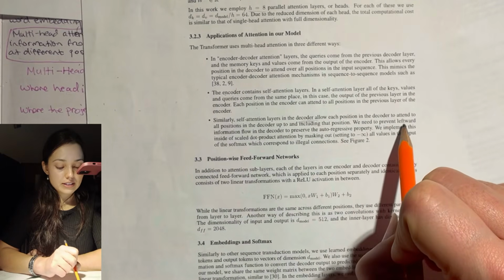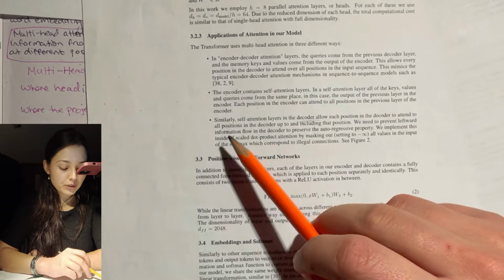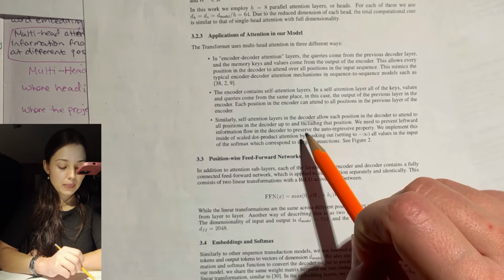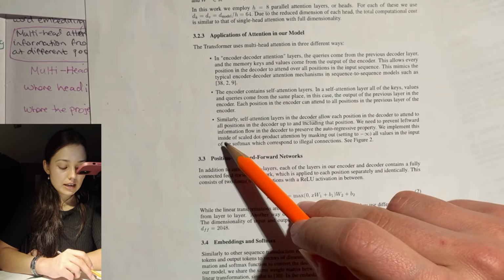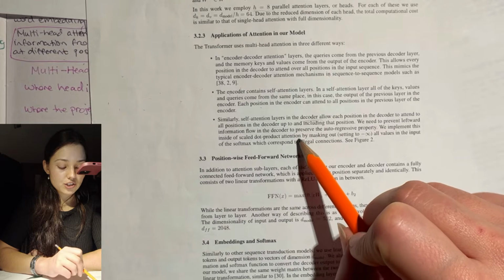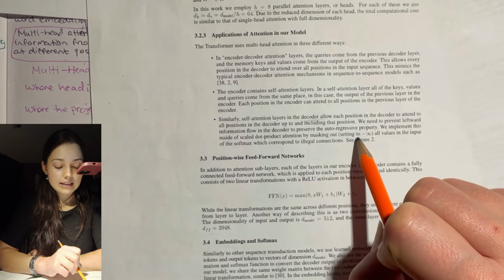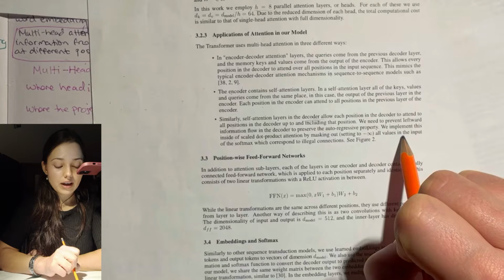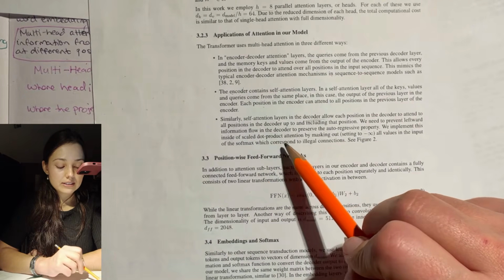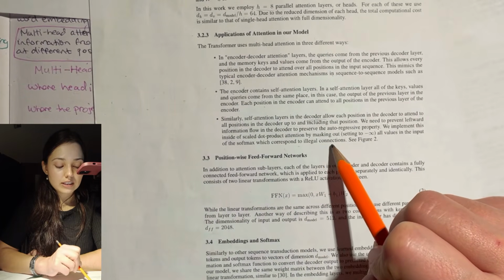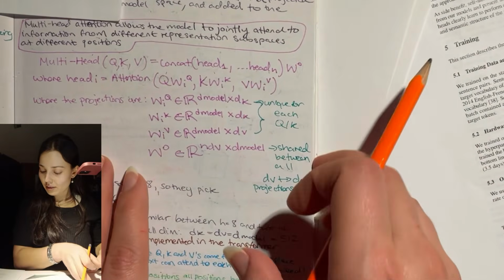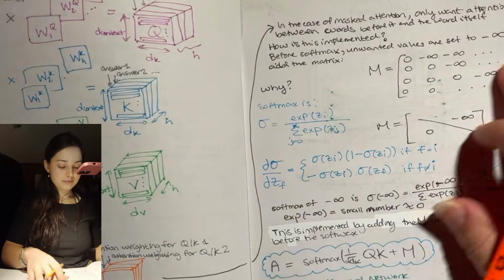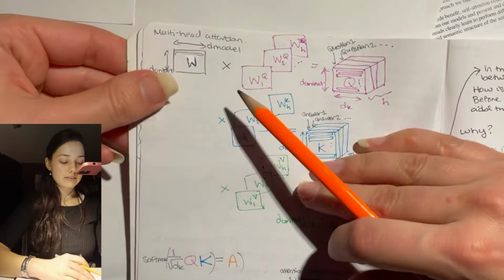We need to prevent leftward information flow in the decoder to preserve the autoregressive property. We implement this inside of a scaled dot product attention by masking out, aka setting to negative infinity, all values in the input of the softmax which correspond to illegal connections. See figure 2. So what that means is, why do they set it to negative infinity? Well, okay, let's first see this multi-head attention.